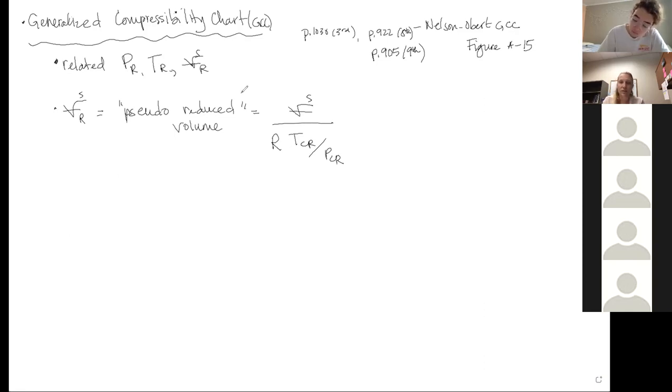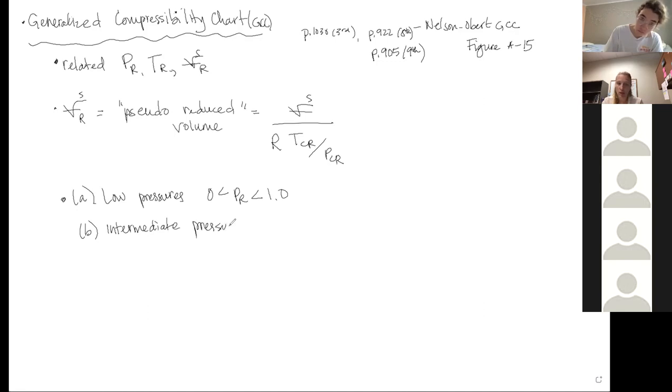All right, so when we're looking at the generalized compressibility chart, we have two charts, chart A and chart B. Chart A, at the top, says low pressures. Tell me if it says something different in your book, please, just so everybody doesn't get confused. So this is for reduced pressure between 0 and 1, you'll use A. And for B, this is where you're going to use intermediate pressures, which is reduced pressure between 0 and 7.